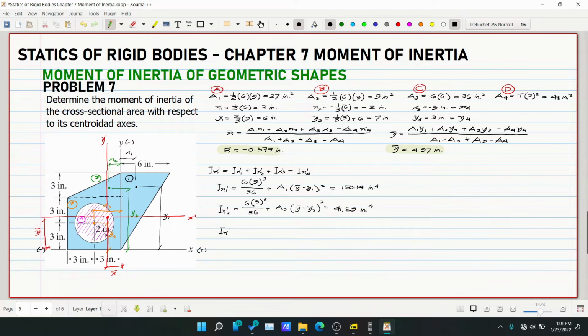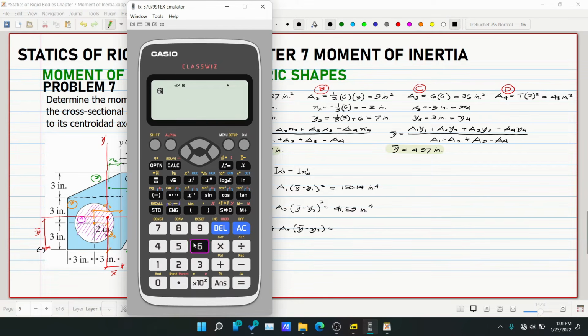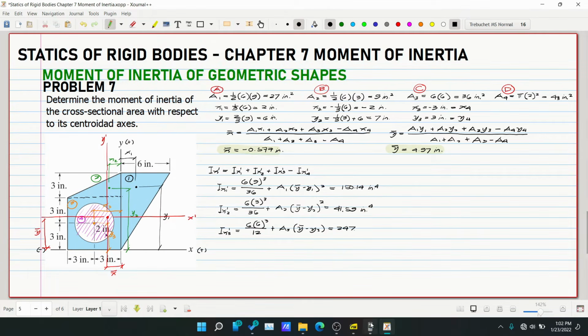Next, Ix prime 3. Okay, this is a rectangle, so BH cube over 12. Ang base niya, okay, so 6 by 6 naman to. So, kahit pagpalitin nyo naman, wala naman magiging problema dyan. Okay, kasi 6 by 6. Then, plus area 3, multiplied by Y bar minus Y3. So, 6 multiplied by 6 cube over 12 plus area 3, that is alpha C, multiplied by Y bar, okay, 4.97 minus Y3, which is 3. Okay? Squared. So, 247.71 inch to the fourth.